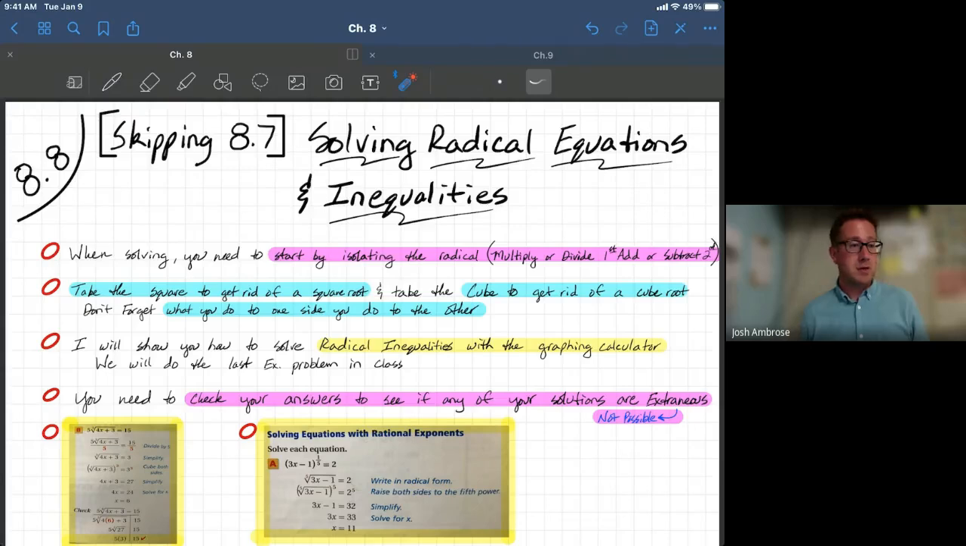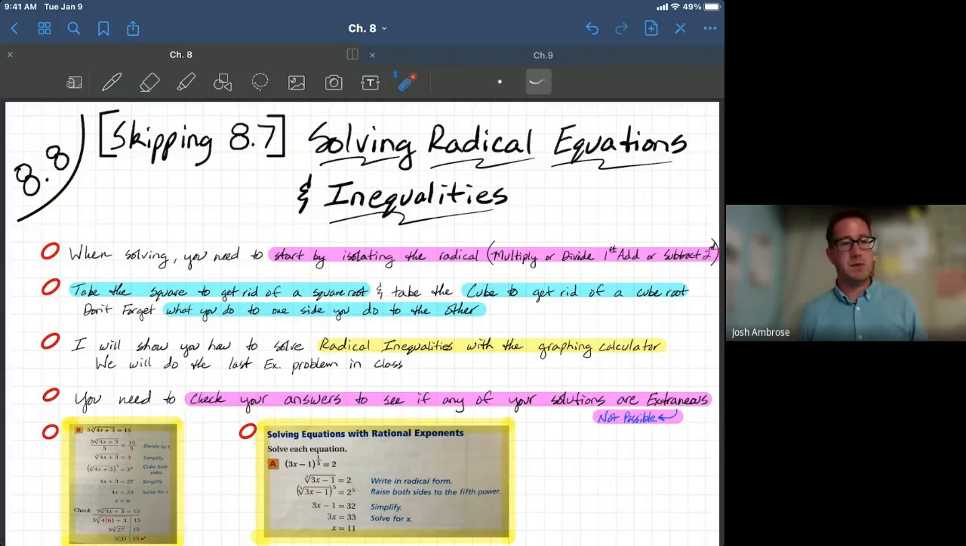All right, so key thing, start by isolating the radical. What I mean by that is isolating the radical is get everything that's around it away. So if there's a plus or a minus something, do that. If you need to multiply or divide something, you're going to do that. But as this says, you're going to multiply or divide first, then you're going to add or subtract second. Then that should leave you with just the radical.